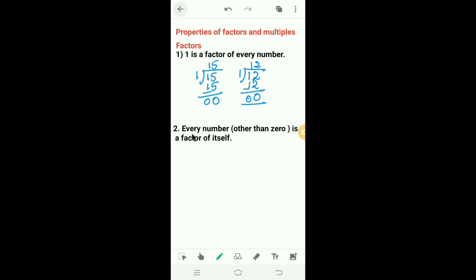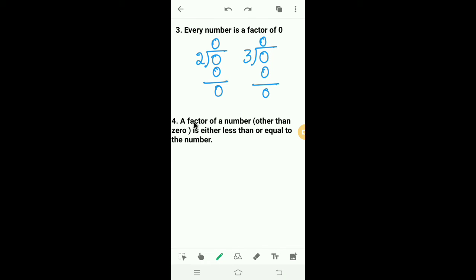Second property of factor. Every number other than 0 is a factor of itself. Sixteen ones are 16. So we can say every number is a factor of itself. I will take one more example. 5 ones are 5. 5 minus 5 is 0. Every number is a factor of itself.